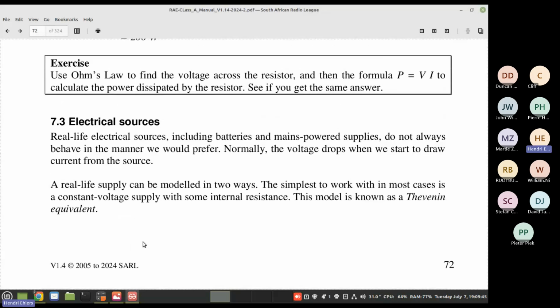Okay, now we can use Ohm's law to find voltages across resistors and calculate how much power the resistor must be able to handle in order to function normally in the circuit.